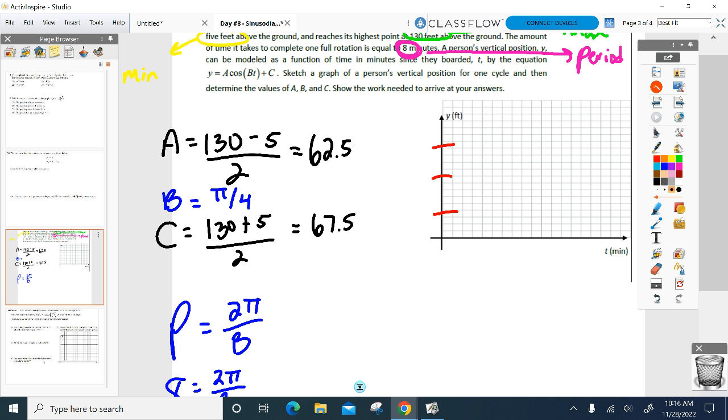Here we go. I got to have the what, and the what on the y-axis. The min and max and the midline. Min, max, midline have to go on your y-axis every single time.